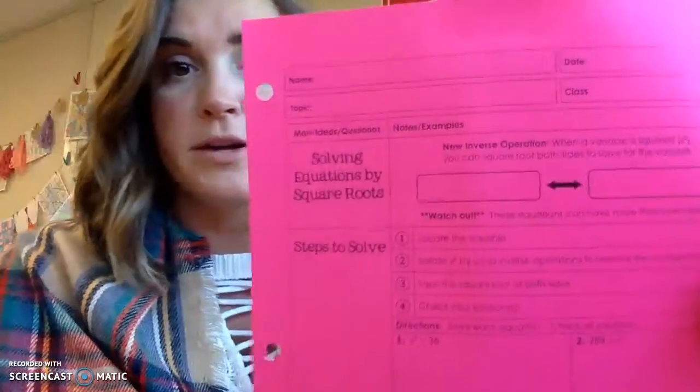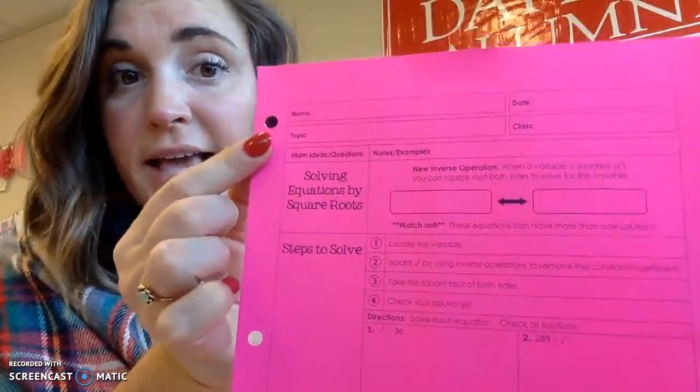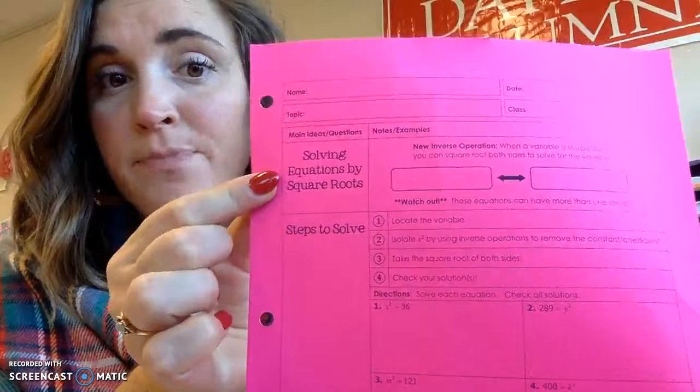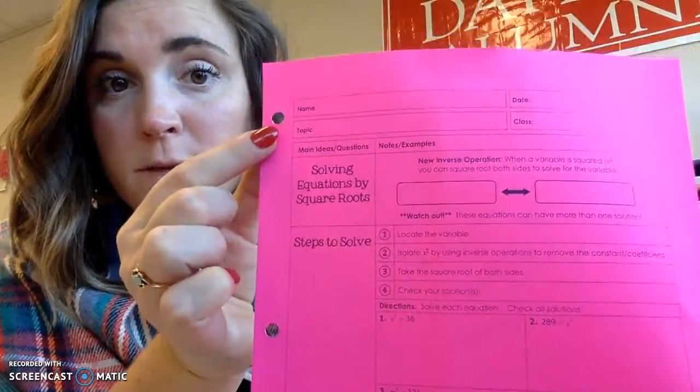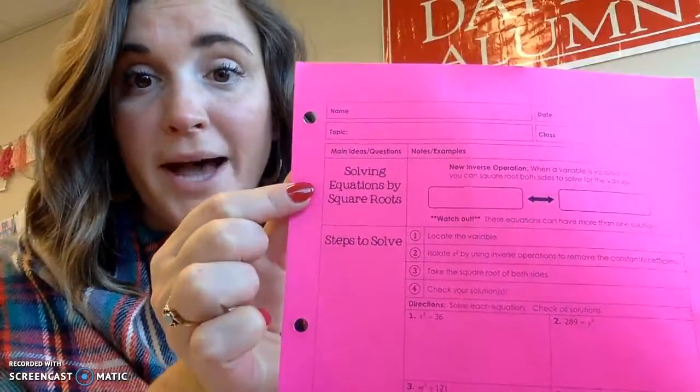All right, so for your topic, I'm not actually writing it, so you need to have closed captioning on or have headphones so you're listening. You can just go ahead and write this main idea, solving equations by square roots, for your topic up here. So topic, again, solving equations by square roots.